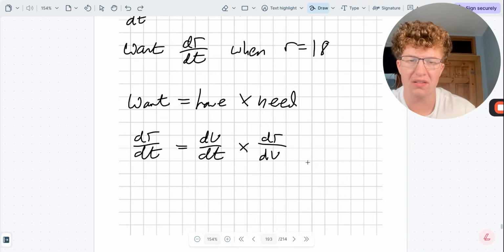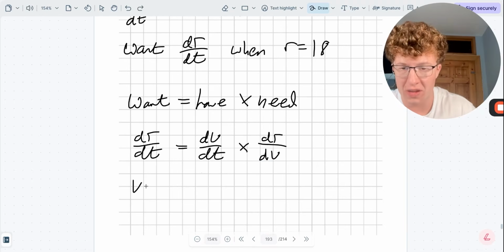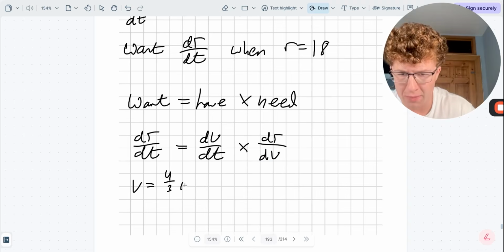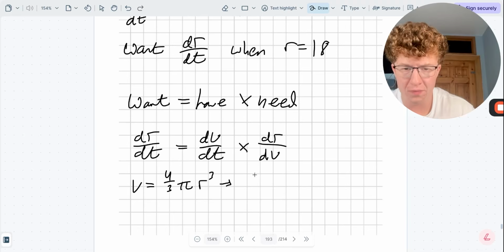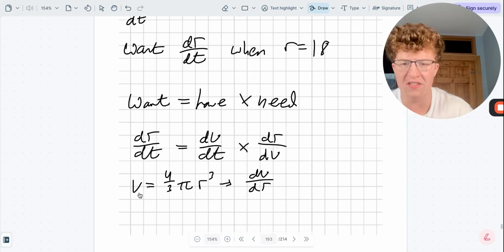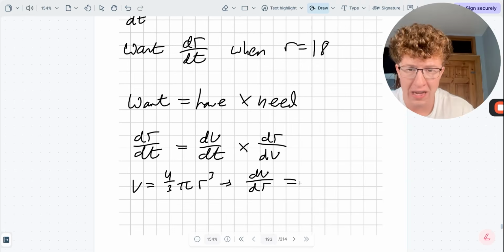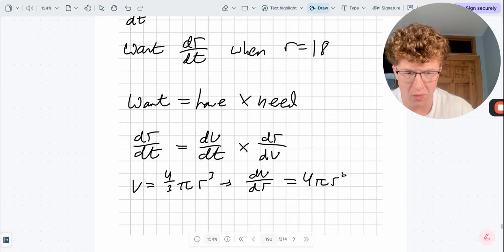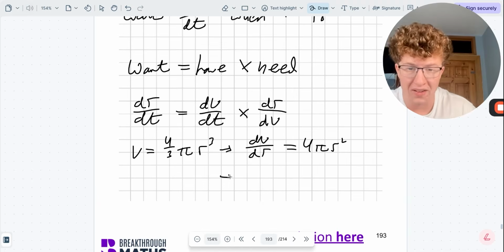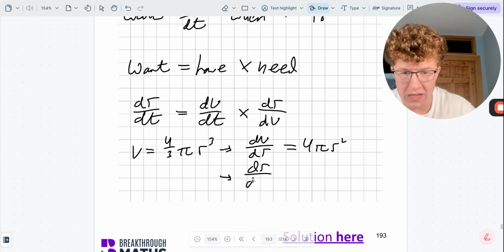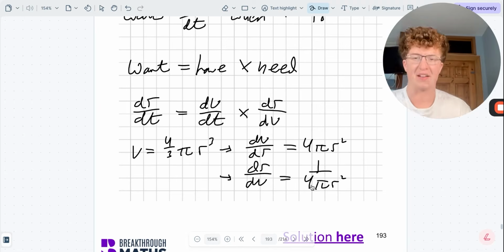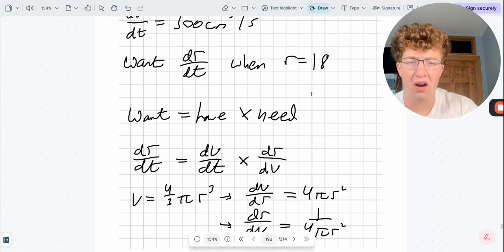Okay? But what is the volume of a sphere? Volume is 4 over 3 pi r cubed. So that means dV/dr, if we differentiate the volume with respect to radius, we're going to get 4 pi r squared. That means that dr over dV is equal to 1 over 4 pi r squared, like that. And now we're saying r is 18.